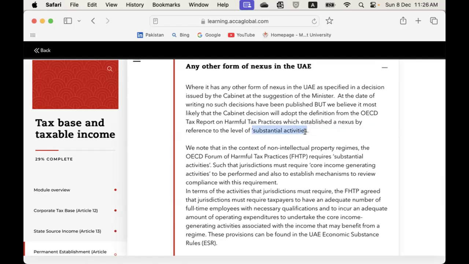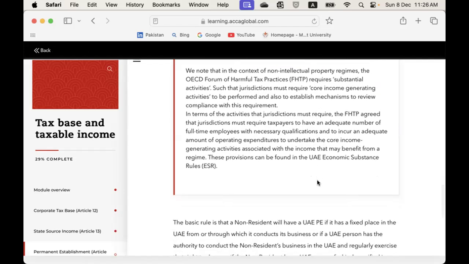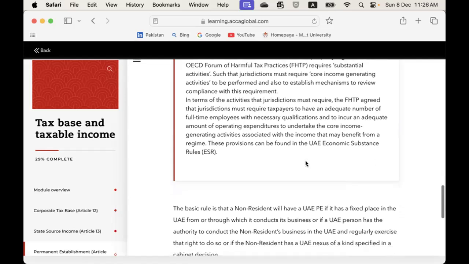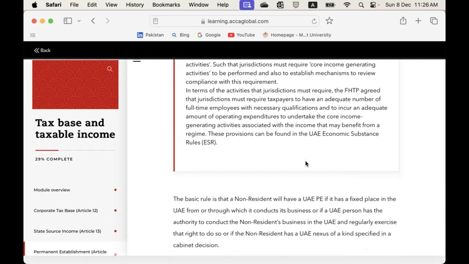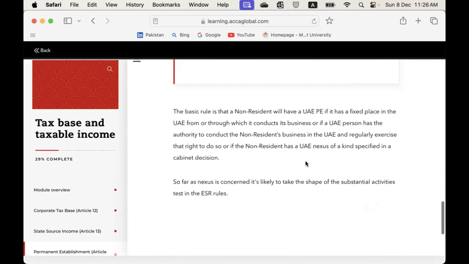So yes, the literal meaning of the word nexus is a series of connections, but the OECD's guidelines also address substantial activities. So in order for nexus to be established in the UAE, there should be a substantial level of activity. Only then will it be seen as a nexus.